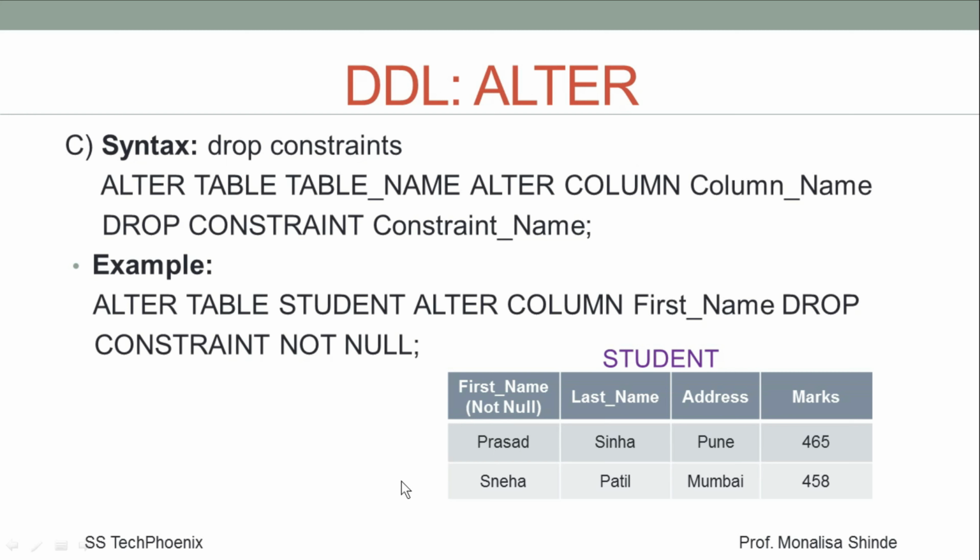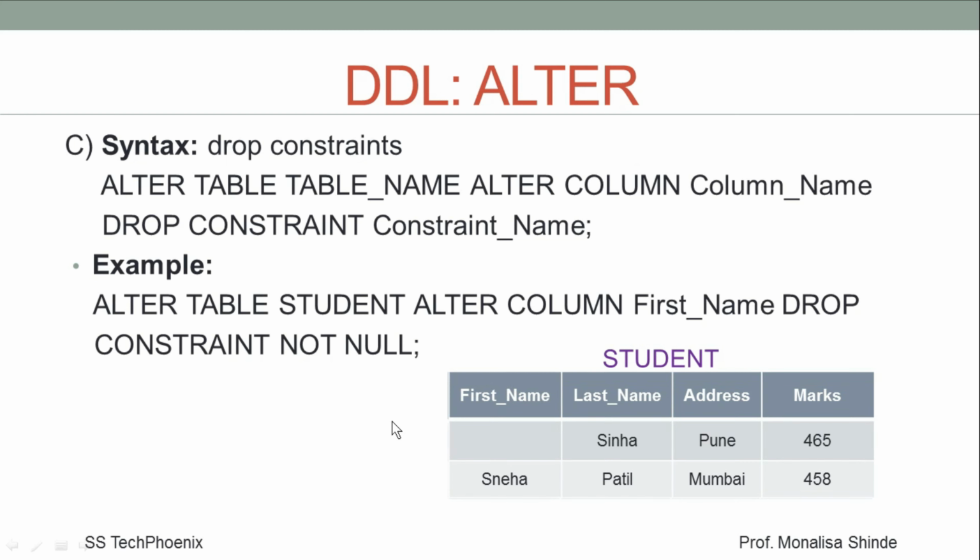After that, the table will remove this constraint from that column, and then we can add null values to the table. Means like this, the system will accept the values or entries which have null values in that column. This is how we can drop constraints using the alter command.